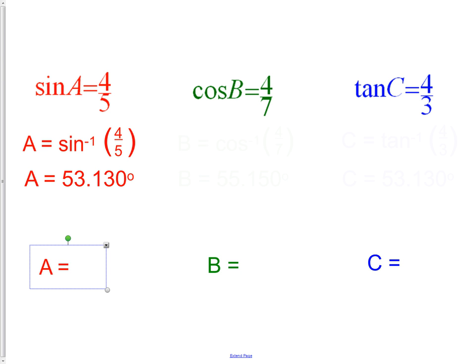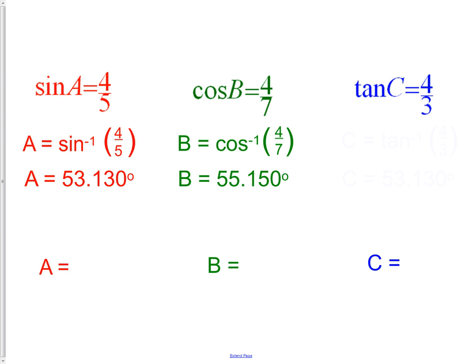Now we're going to do the same thing for B and C. In order to get B by itself, I would divide by cosine, which would really be inverse cosine. Again, plugging that in on your calculator, which I hope you're practicing because you're going to need to know how to do this. Make sure that you get 55.150 degrees. And lastly, tangent, same thing, inverse tangent, enter it in your calculator, and you get 53.130 degrees.